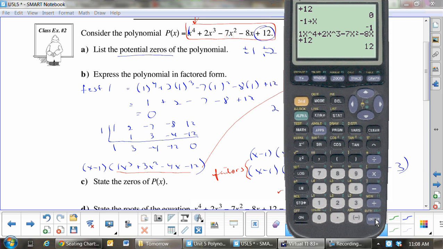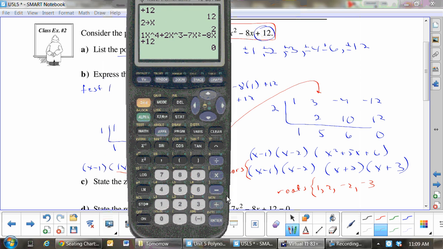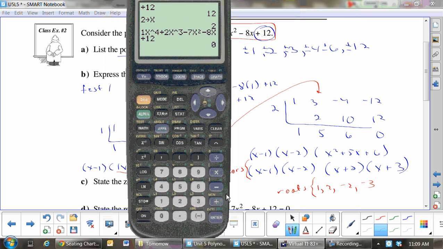Okay, so just watch this again. I would now try 2. So I will go 2 store x, enter. Then I go second enter, and then press enter again. 2 works. I can also check my other ones because supposedly negative 2 is supposed to work. So negative 2 store x, enter, second enter, enter. Yeah, it does.